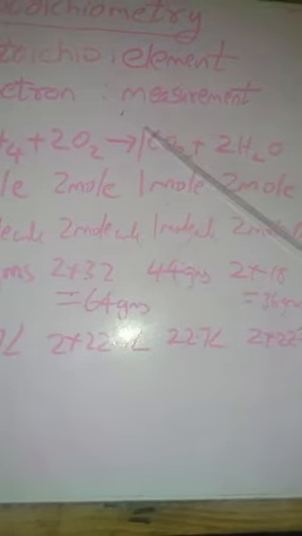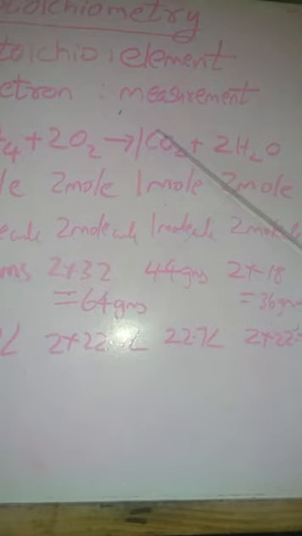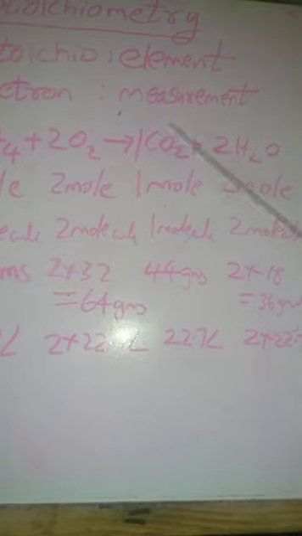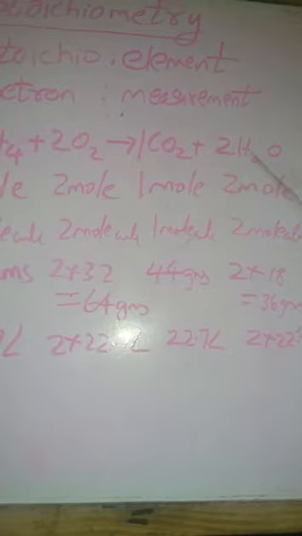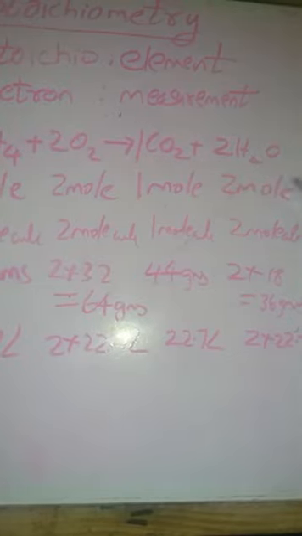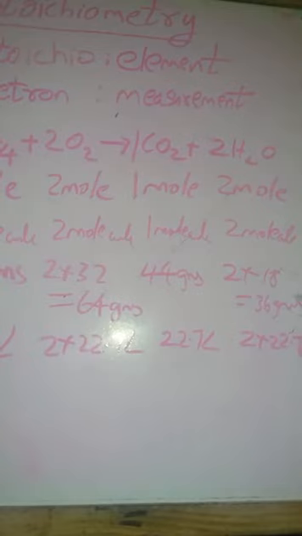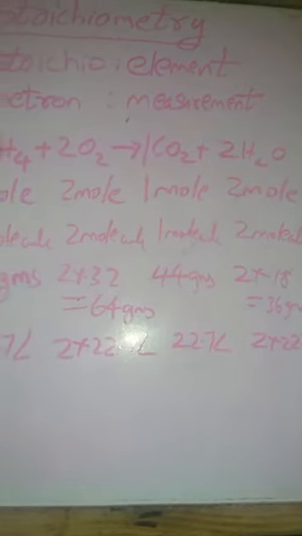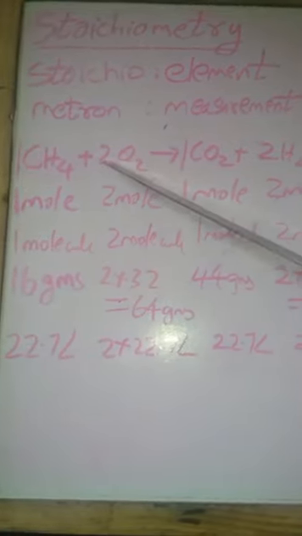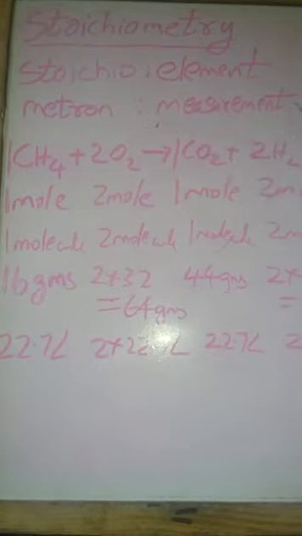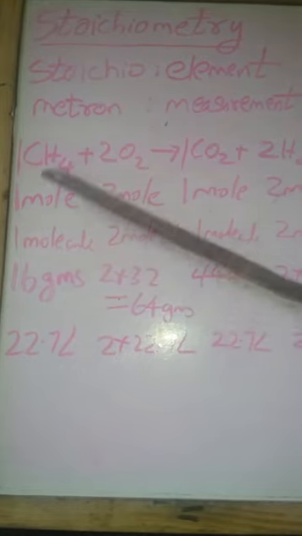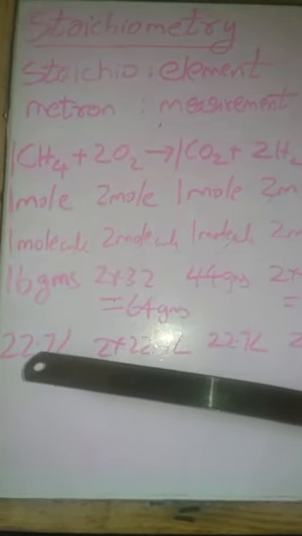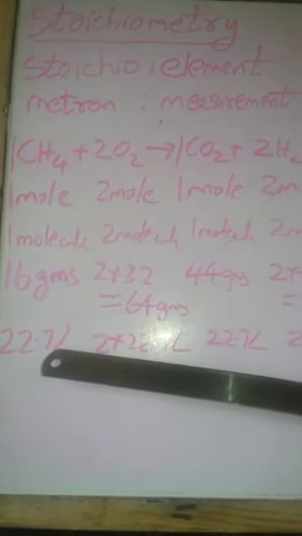Once again 44 comes from 12 of carbon, 16 of 1 oxygen. So 16 plus 16, 32 plus 12 will give you 44, and water 2 of hydrogen and 16 of oxygen. So 18. 2 into 18 will be equal to 36 grams. Moreover, since the reactants and the products over here all are gases, we have one more piece of information that 1 mole of methane is equal to 22.7 liters of methane.